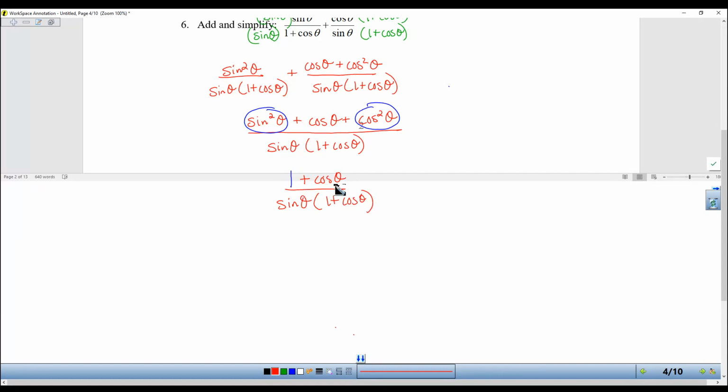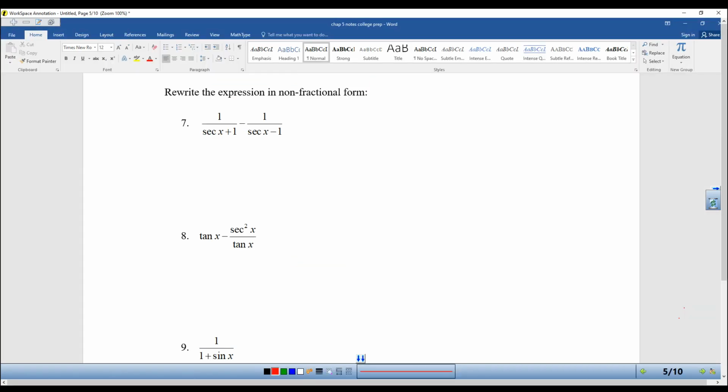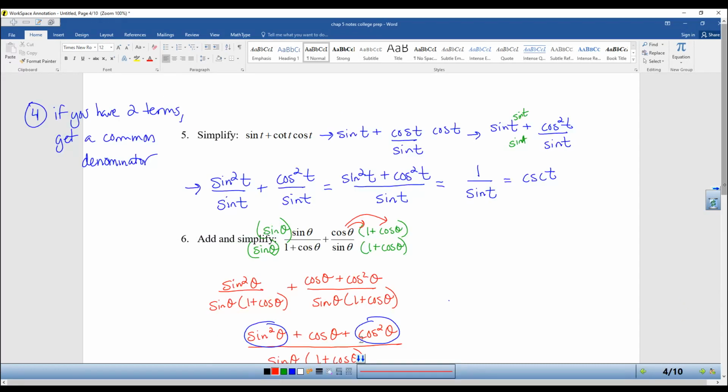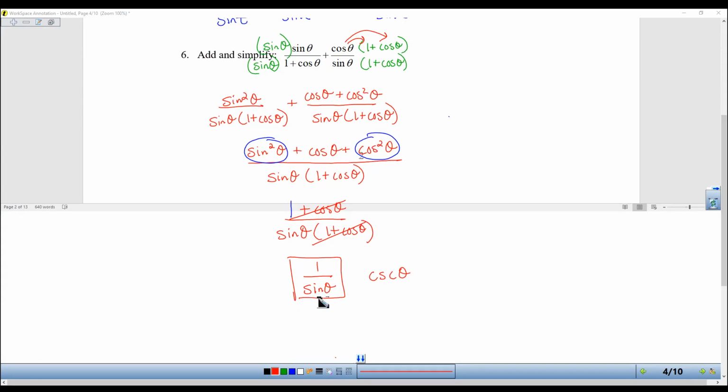And now since I have 1 plus cosine theta on the top and 1 plus cosine theta on the bottom, I can cancel, which doesn't just leave me sine. Remember, it's still in the denominator, so 1 over sine theta, which is a great answer, although some people prefer to write it as cosecant theta. Both answers are correct. So what we did just now is actually really similar to what we're about to do, except the directions specifically say rewrite the expression in non-fractional form, which means that if you had been doing this problem right here, then you couldn't have stopped at 1 over sine because it's a fraction. You would have had to change it to cosecant.